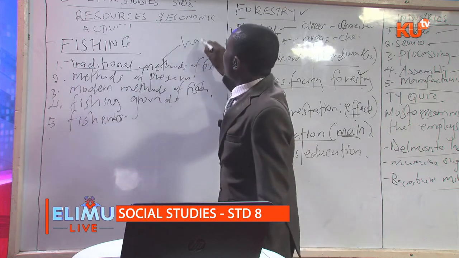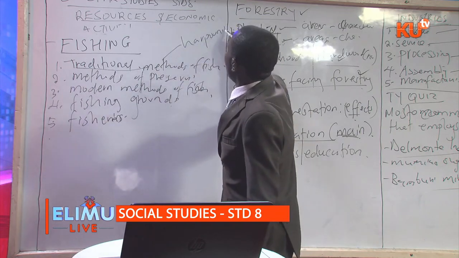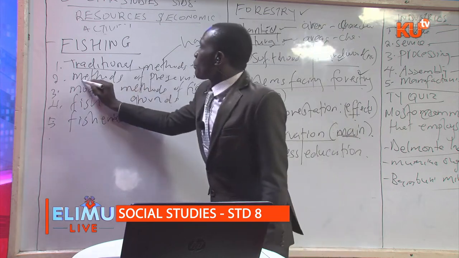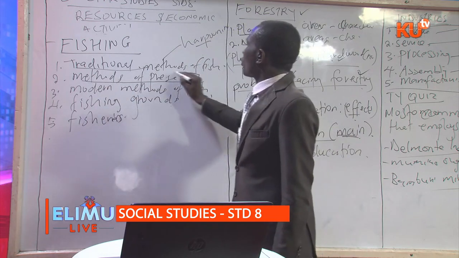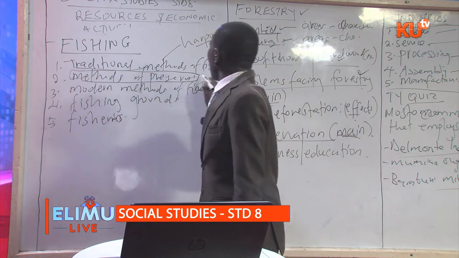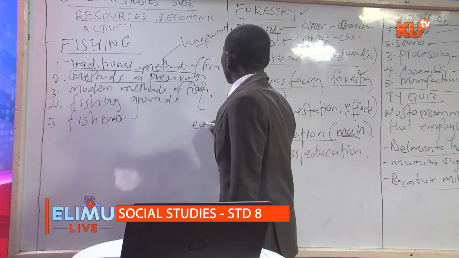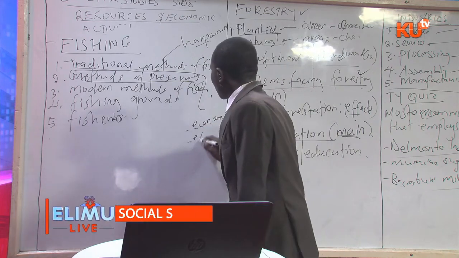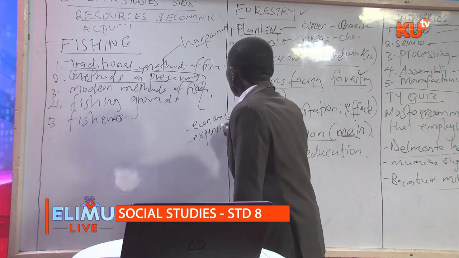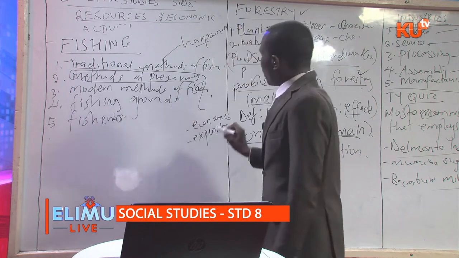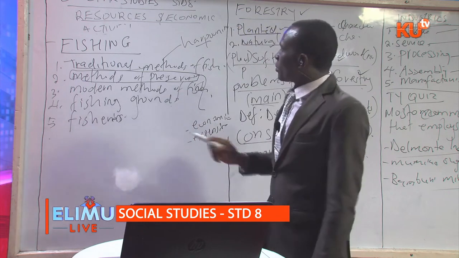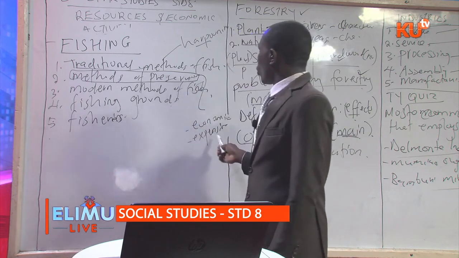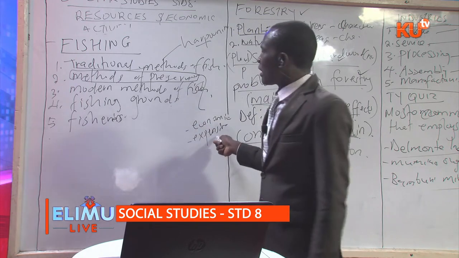So to start with the traditional methods of fishing, these ones you know. An example is harpooning, which is an example of a traditional method of fishing. Then methods of preserving fish. Here, examiners will look at the most economic method of preserving fish and the most expensive. So as you are following, you can chat with us, give me the economic method of preserving fish and the most expensive method of preserving fish.